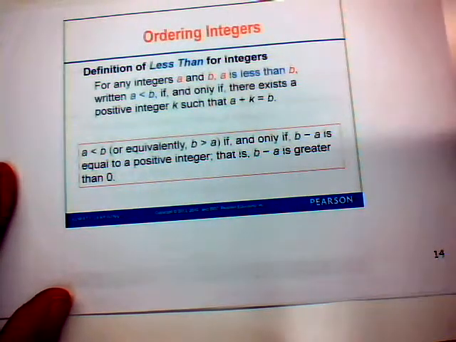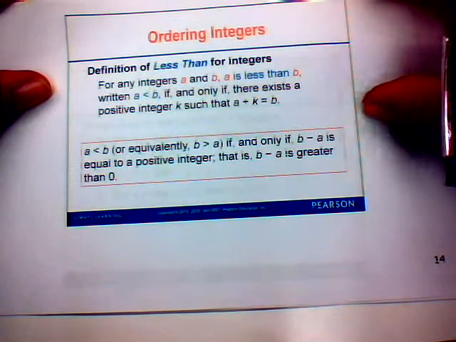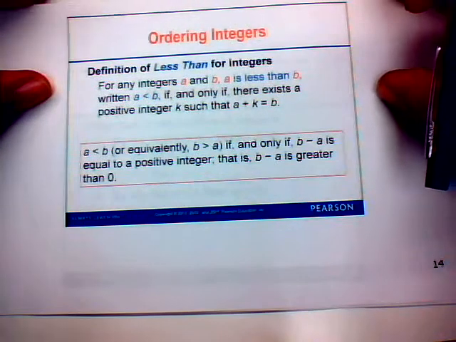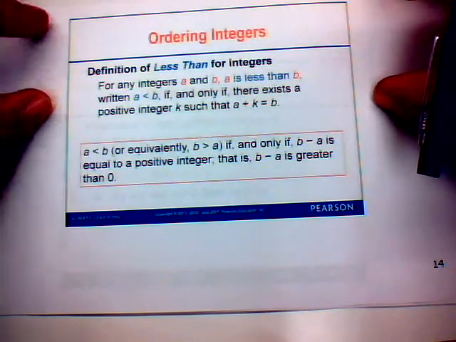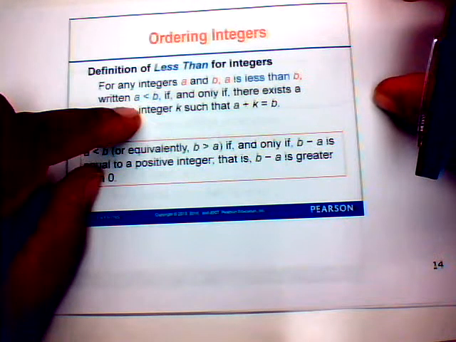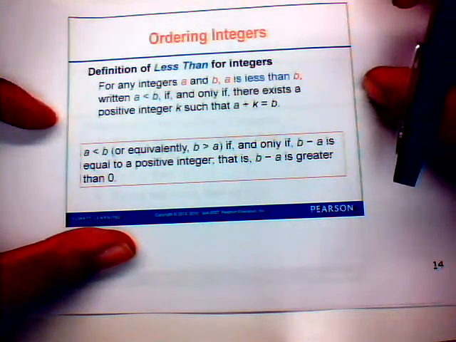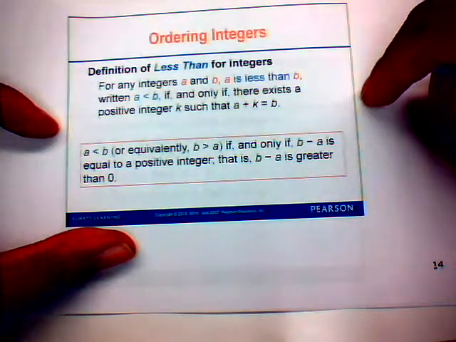All right, next we'll look at ordering of integers and the definition of less than for integers. For any integers a and b, a is less than b, which is written like this, a with the less than symbol, and then b, if and only if there exists a positive integer called k, such that a plus k is equal to b.